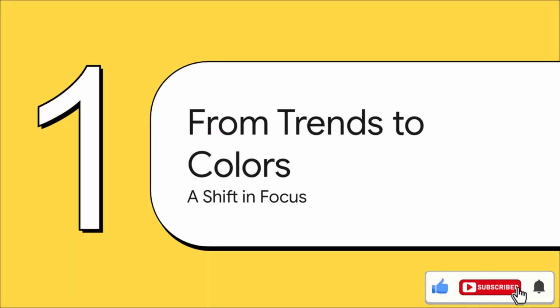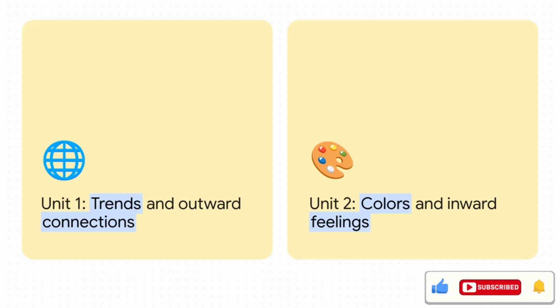Starting off with Section 1, From Trends to Colors, a Shift in Focus. So in our previous unit on trends, we were completely focused on outward connection, right? We looked at how millions of people use the internet to socialize and share information. But now we're flipping the script entirely inward. We're looking at how our everyday environment, specifically the colors painted on our walls or displayed on our screens, silently pulls the strings on our inner emotions.